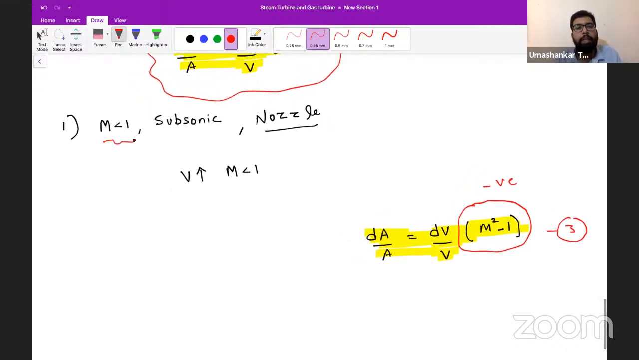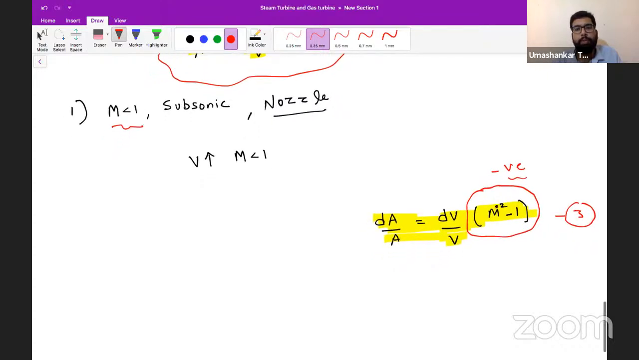If the Mach number is less than 1, and I want everyone who is live to respond, this quantity, which I have circled, is negative. In subsonic flow, this entity is negative. Yes or no? So we can say for subsonic flow, dA by A is something negative.